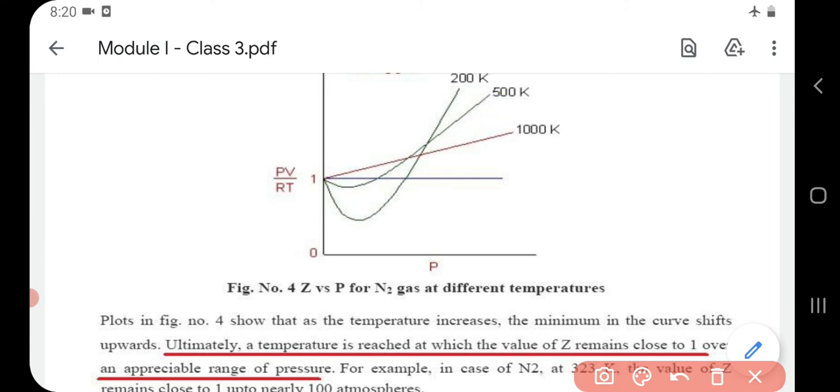Then what happens when the temperature is still lowered, when it becomes 200 Kelvin? PV by RT decreases to a minimum value, that is there is a more dip there, and then increases continuously. So as temperature is decreased, the dip actually increases. This one is a straight line. There is a small dip for 500 K and there is a large dip for 200 Kelvin. So the dip actually shifts upwards. You can tell in that way also. The dip shifts upwards, or the dip decreases, with increase in temperature.